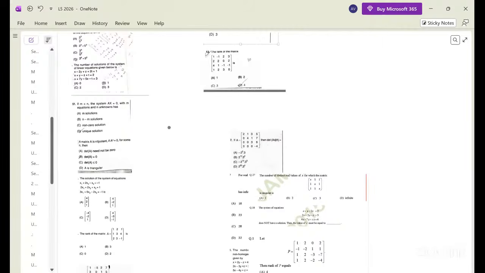What is a nilpotent matrix? A not 0, A square not 0, K is the least positive integer for which it is 0. Preceding to that, they are not 0. A is not 0, A square not 0, up to A power K minus 1 not 0. But A power K is 0. That is, K is the least positive integer such that A power K is 0, then it is called nilpotent of index K. K is called the index.